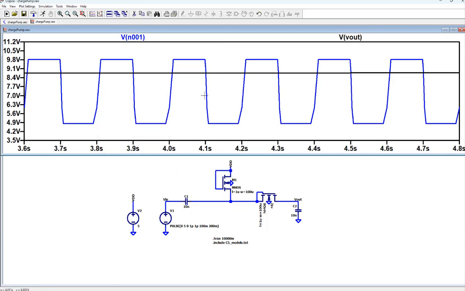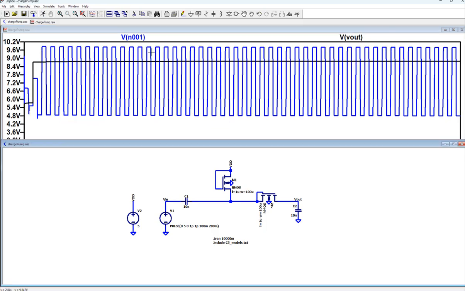Okay? So you keep adding stages and it will be able to step up the voltage even further. And that's how the charge pumps work, right? Okay.